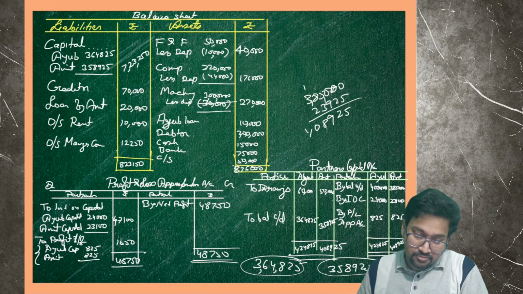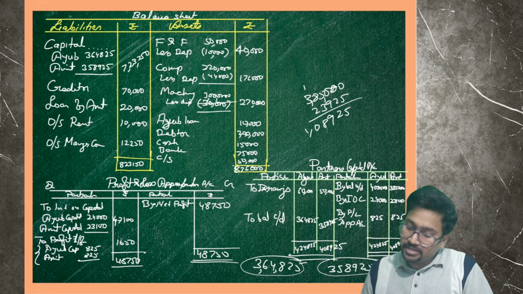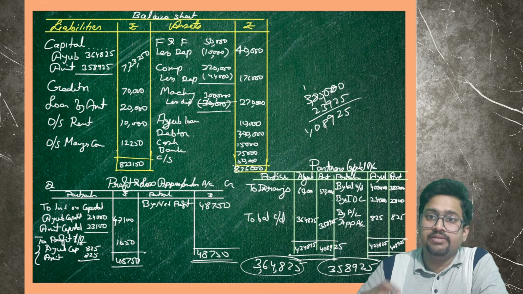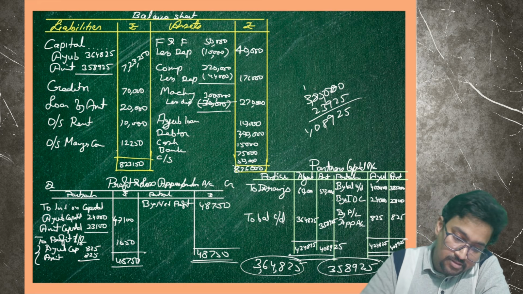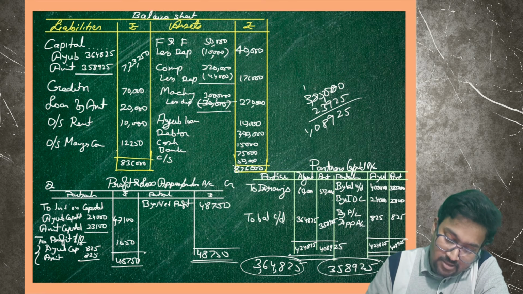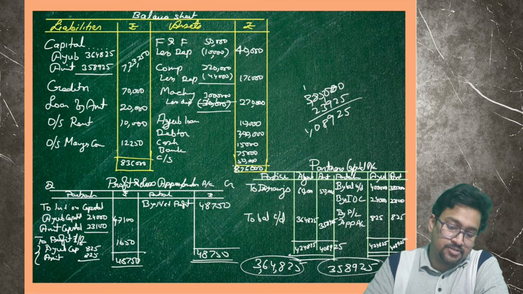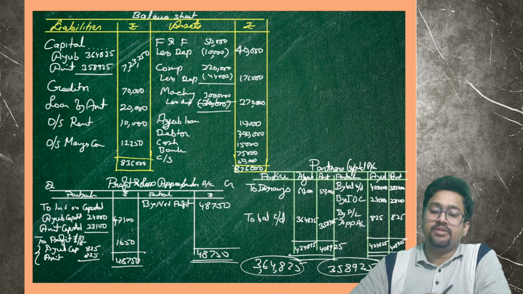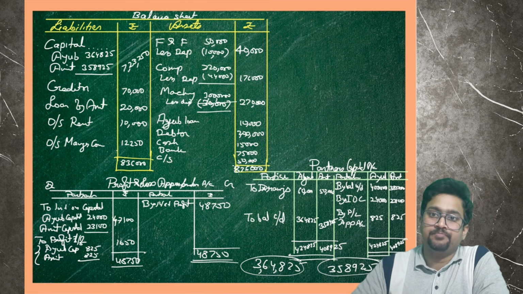723,750 plus 1,12,250. So now it's coming 8,36,000. So on the asset side also we have 8,36,000. So let me correct this. 8,36,000. So finally we have completed this sum.